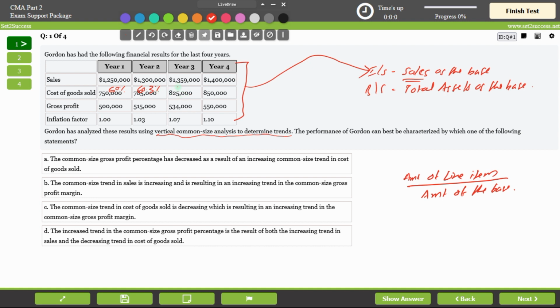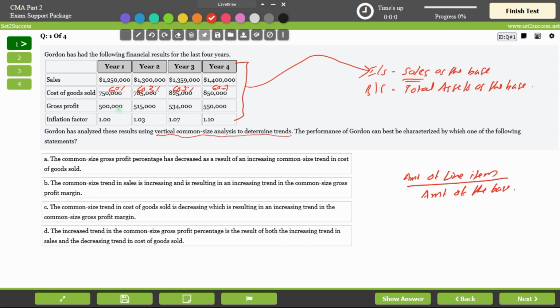and 825,000 by 1.359 million, which gives you 60.7%, and 850,000 by 1.4 million, which gives you 60.7.